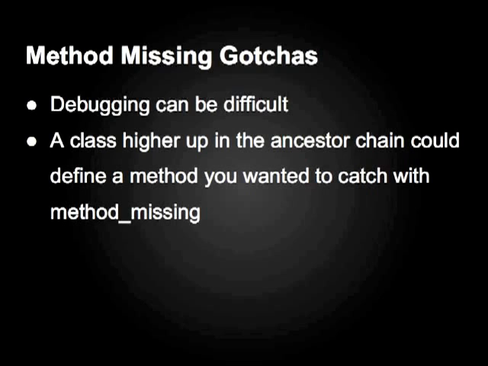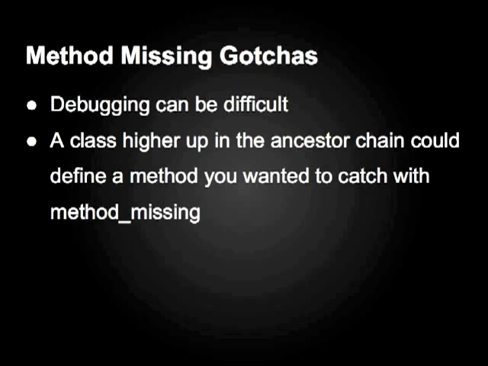And also, a class higher up in the ancestor chain could define a method that you wanted to catch with method_missing. So if you developed your own database layer and somebody called something like find_by_shirt_color, and you were intending to handle that in your method_missing method, but another class that you're inheriting from for whatever reason has actually defined the find_by_shirt_color method, your method_missing method isn't going to do anything. Because that only gets called if nothing in the inheritance chain can deal with the method that's getting called.